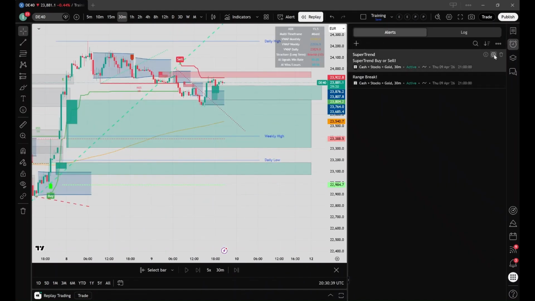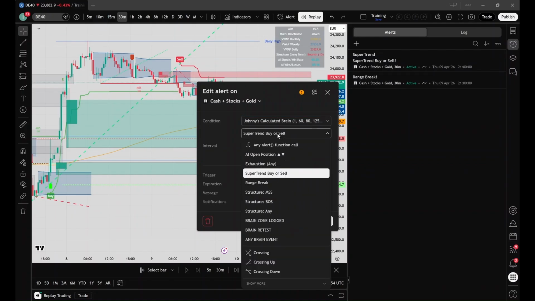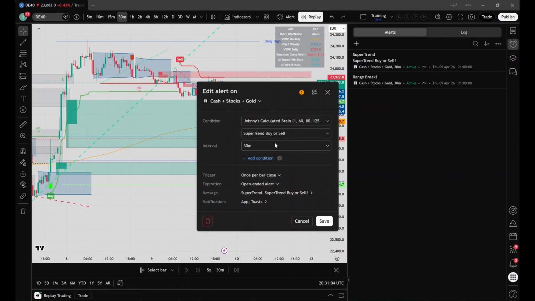I've created an alert with the condition being the indicator. So you select the indicator here, which is Johnny's calculated brain, as you can see. The condition is super trend buy or sell. So whenever these super trend buy or sells print, and the interval I've set it to 30 minutes. So it's looking at the 30-minute time frame.